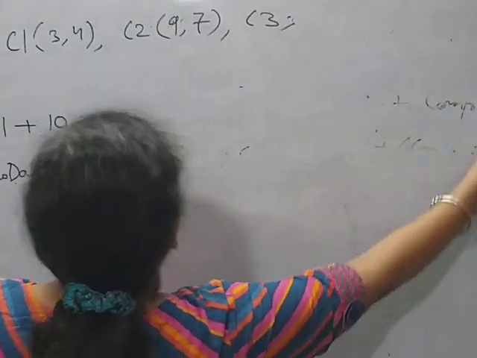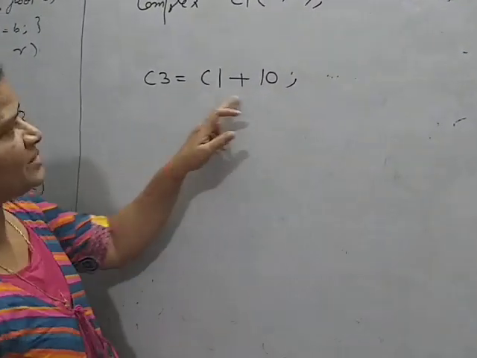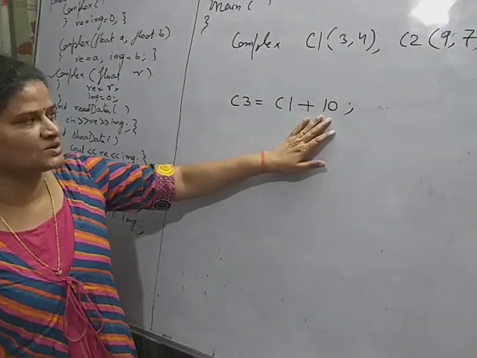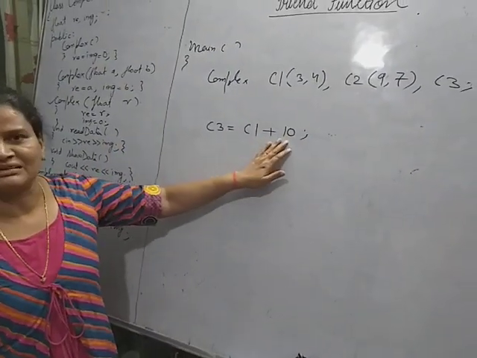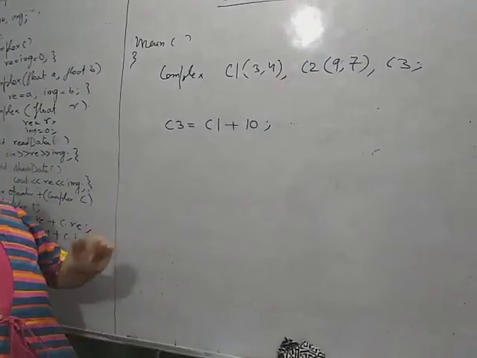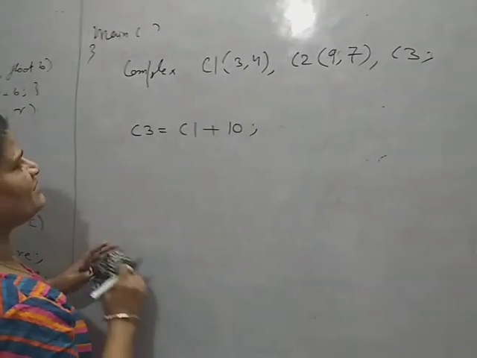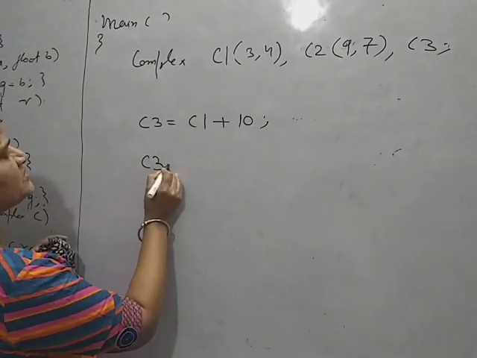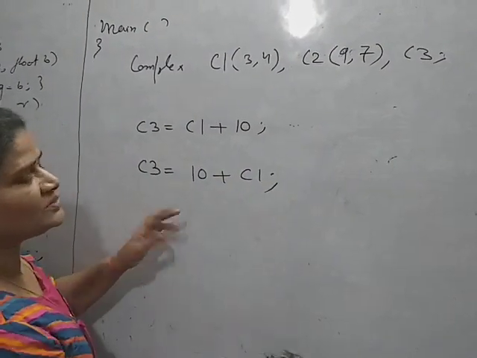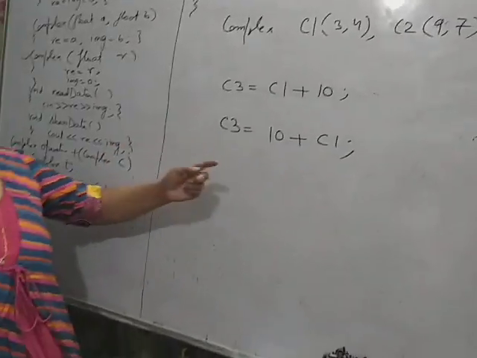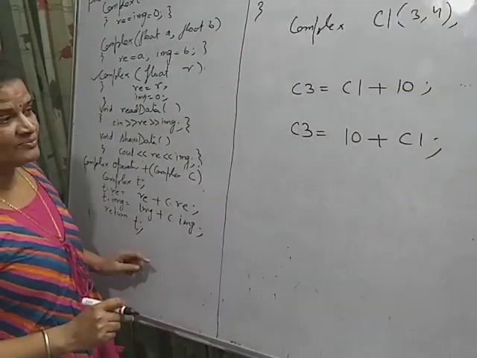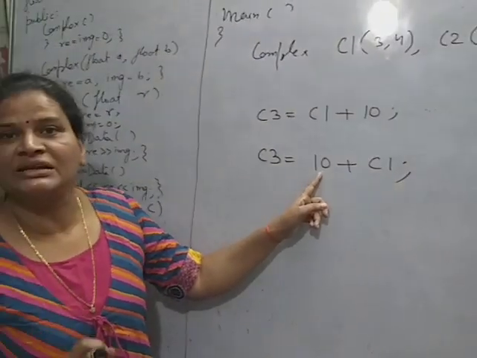Now see here carefully, I have written C1 plus 10. So it works. Here the data conversion routine is called, like a one argument constructor, and this is converted into a nameless object of the class complex and both are added. Suppose instead of this I want to write C3 equal to 10 plus C1, and I have overloaded the plus operator using a member function like this. Then the compiler will give an error.